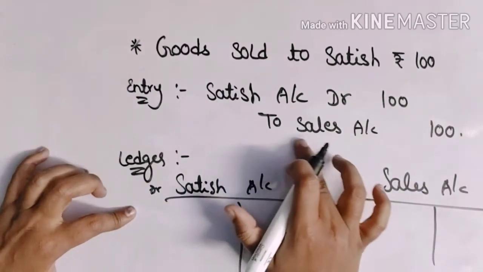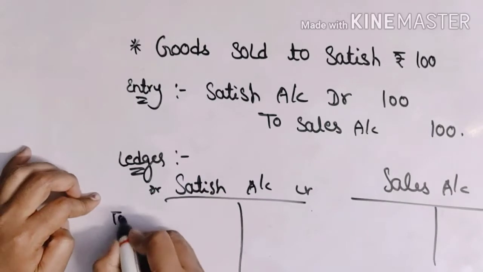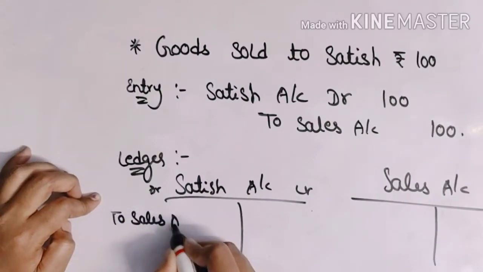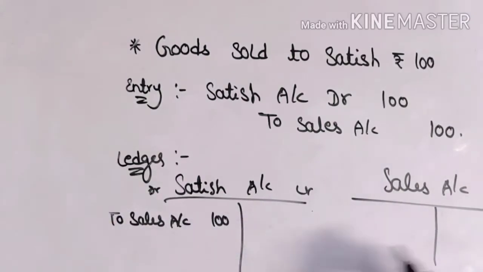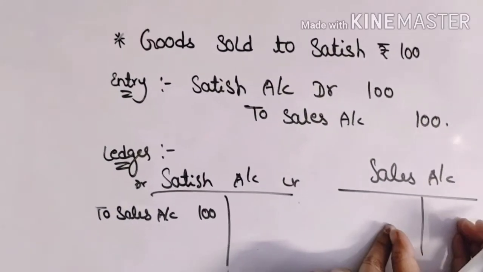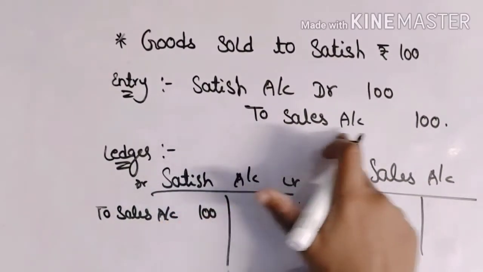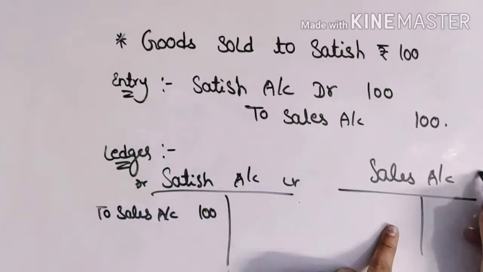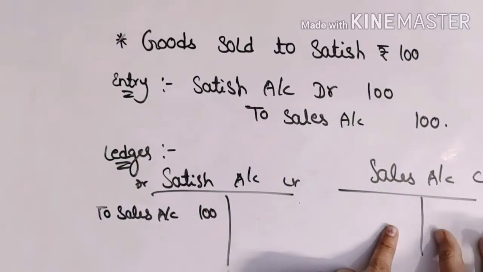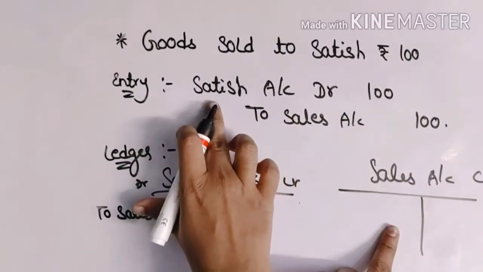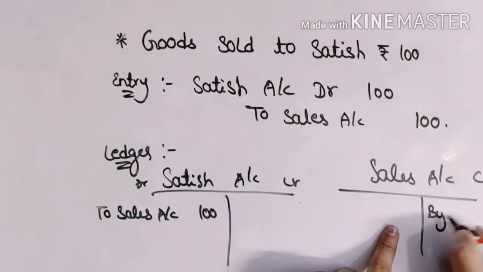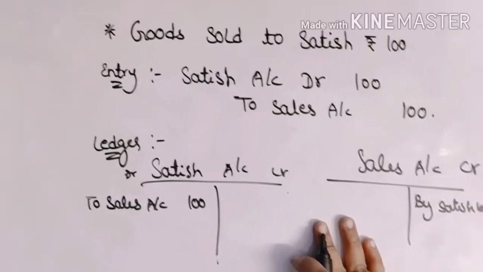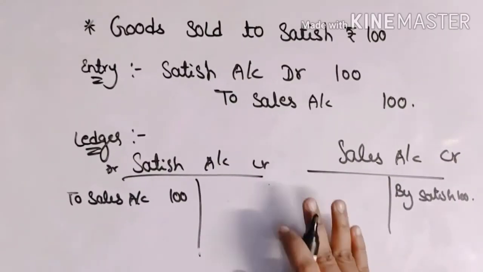Just write what is there in the credit, to sales account. Amount is 100 rupees. Okay, and now just come to the sales account. See, sales account is in the credit side in the entry. So come to the credit side of this account and simply write what is there in the debit: by Satish 100 rupees. So this is the process of ledger posting.